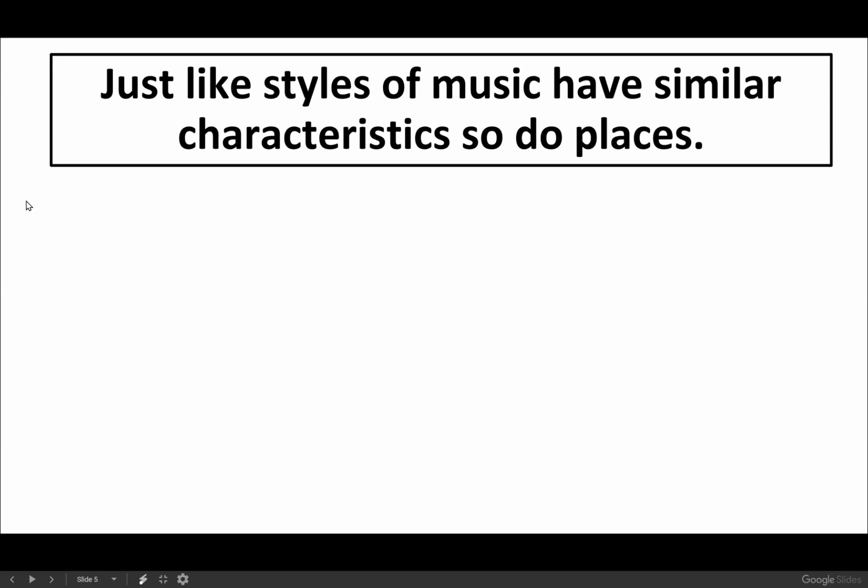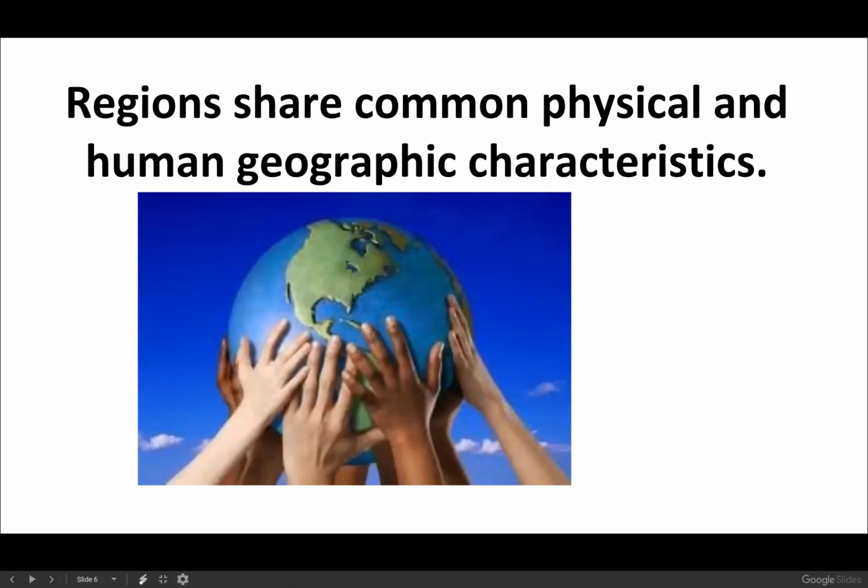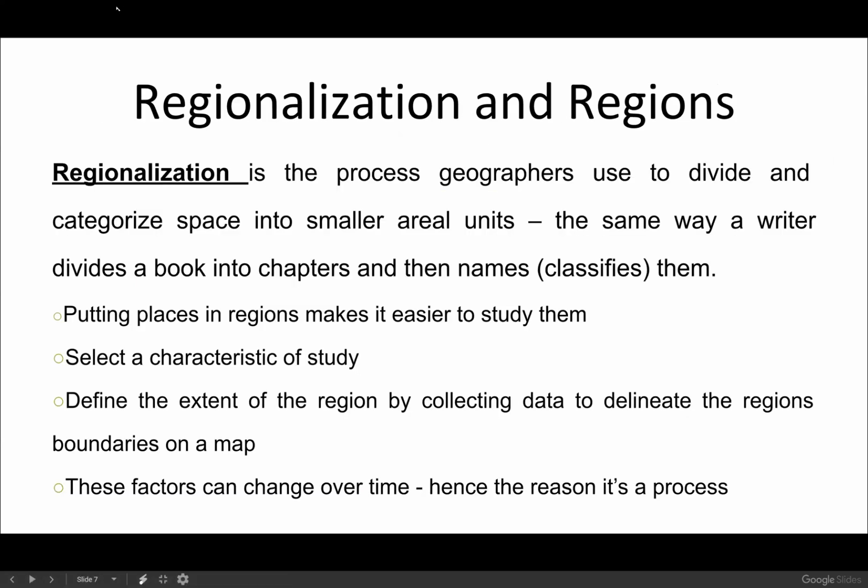Okay. Just like styles of music have similar characteristics, so do places. Think whatever areas of Houston can be grouped by similar characteristics. This was the think, pair, share we did. I'm not going to bother going through it because it's hard to do something like that in chat. But regions, right off the bat, thing you need to know, share common physical and human geographic characteristics. So regionalization is the process geographers use to divide and categorize space into smaller areal units, the same way a writer divides a book into chapters and then names or classifies them, right? Putting places in regions makes it easier to study them.